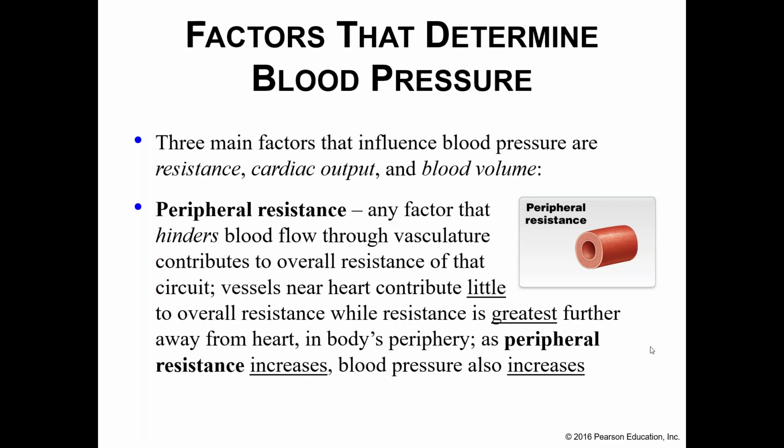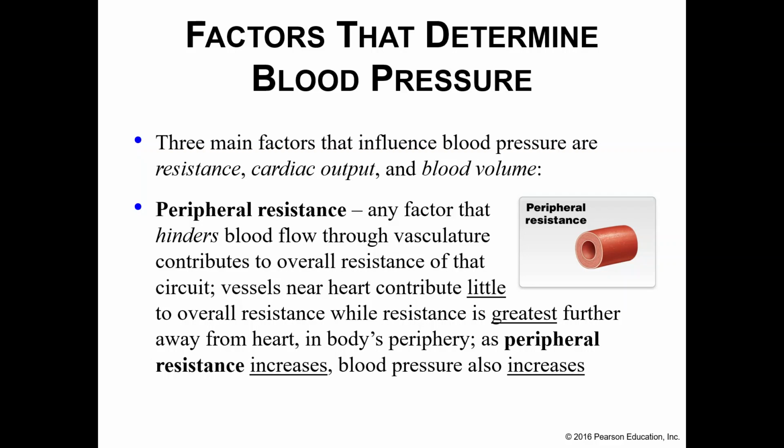Now, there are three main things that affect your blood pressure. We have peripheral resistance, cardiac output, and blood volume. The peripheral resistance itself is anything that hinders, or makes it harder for your blood to flow through the vasculature itself, so the vessels themselves.